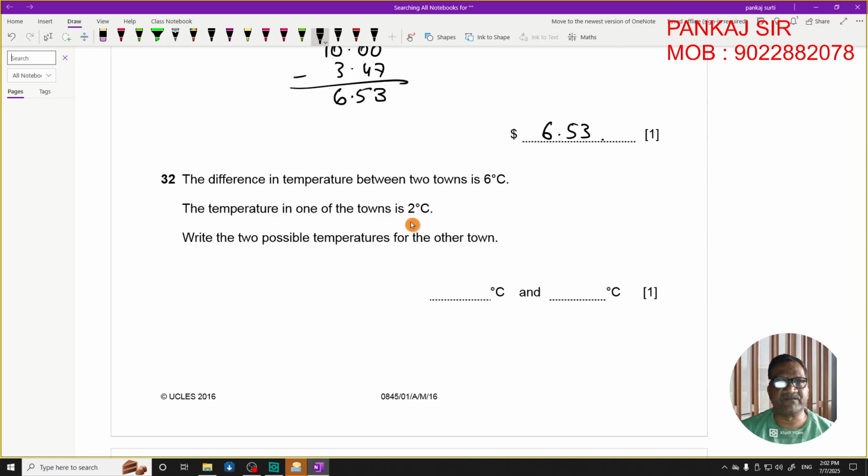Next question is, the difference in the temperature between two towns is 6 degrees centigrade. The temperature in one town is 2 degrees centigrade. Okay, so difference is of 6 degrees. So it can be either 2 plus 6, that is 8 degrees centigrade, or it can be 2 minus 6, which is minus 4 degrees centigrade. So the difference can be on the plus side or the minus side. So you have to add and subtract 6 from 2 degrees centigrade. So the answer will be either 8 degrees centigrade or minus 4 degrees centigrade.